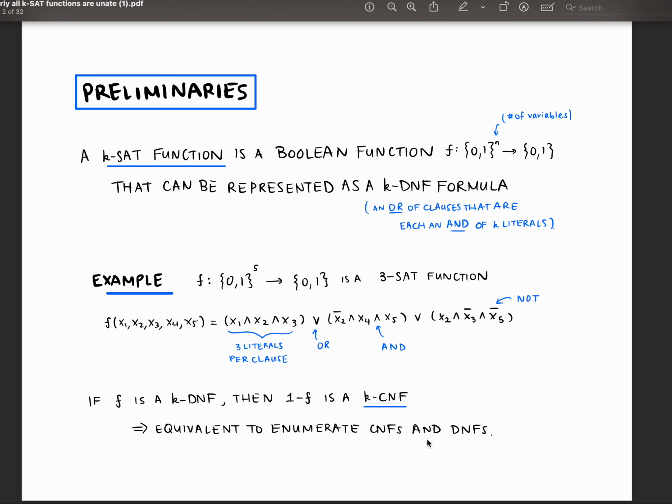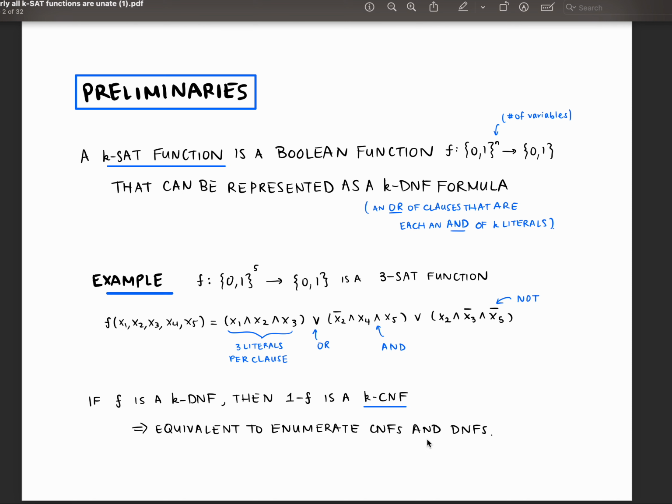So a KSAT function is a special class of Boolean functions. When I say a Boolean function, I mean a function that takes in as input n Boolean variables, which we'll think of as very large and going to infinity, and spits out either 0 or 1, or true or false. And a KSAT function is a type of Boolean function that can be represented as a KDNF or KSAT formula. So what is that?